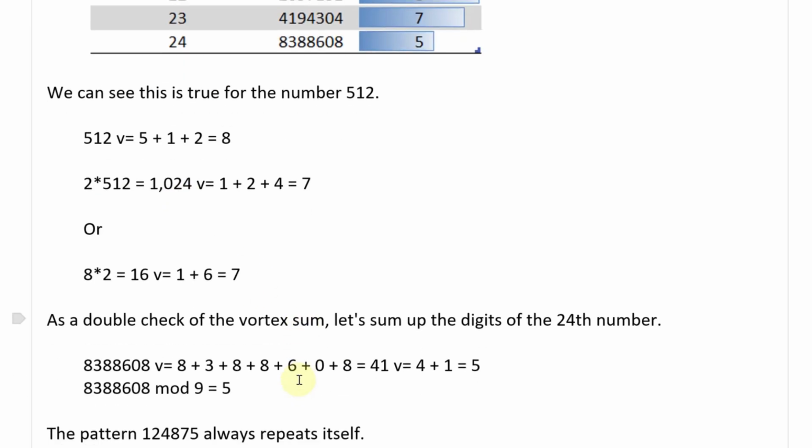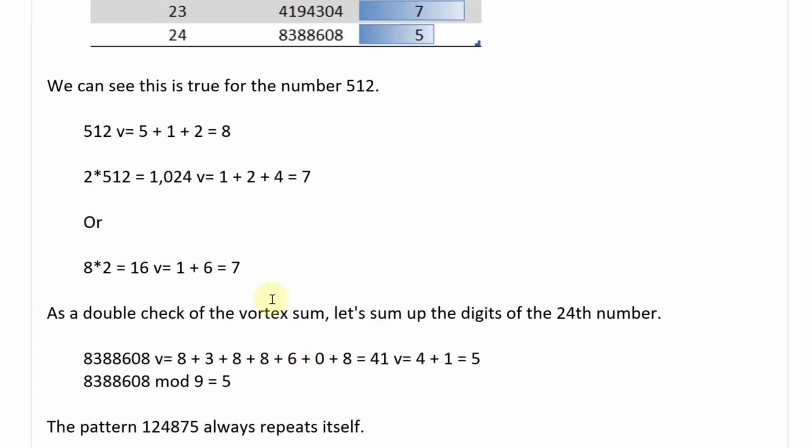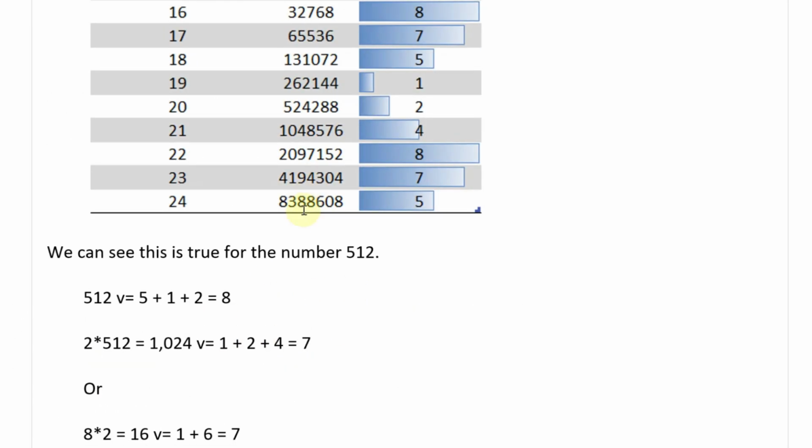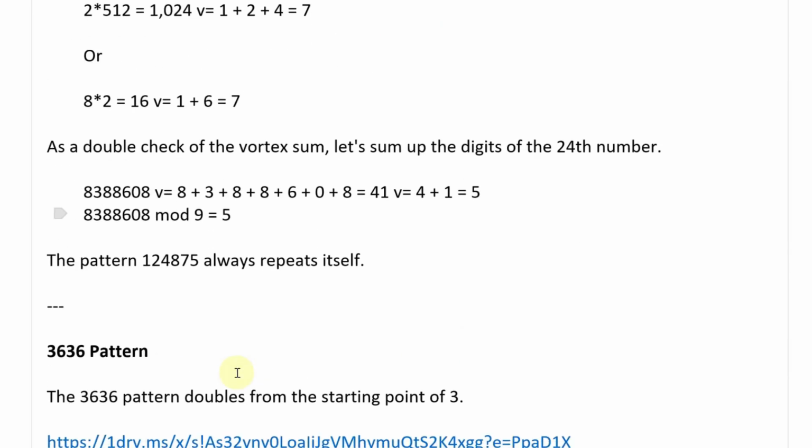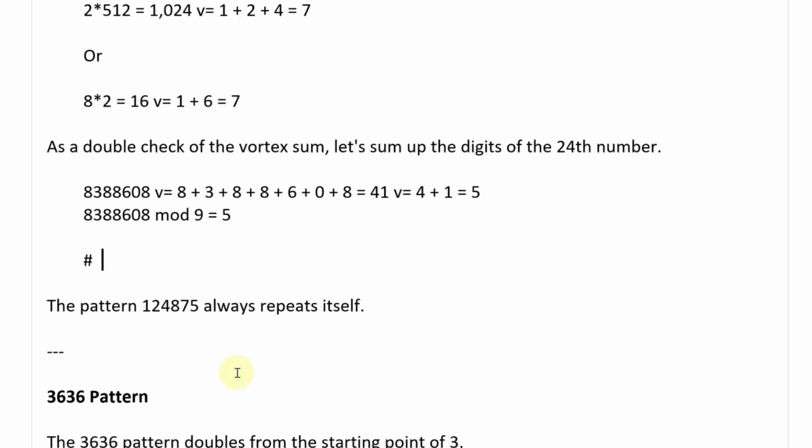And as a double check of the vortex sum, let's sum up the digits of the 24th number. So this is a really big one, to show that the mod 9 calculation works. So this is 8 million, and then 388,608. V equals 8 plus 3 plus 8 plus 8 plus 6 plus 0 plus 8. This equals 41. V equals 4 plus 1 equals 5. Or you could use the mod 9 function, which Excel does, and that's absolutely amazing.